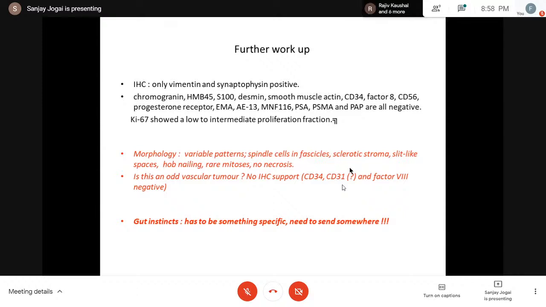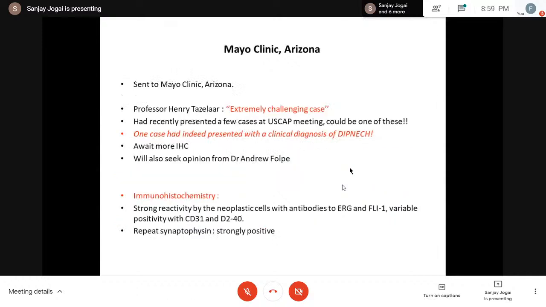I had met him at a previous meeting, and several years ago I had sent him a case, I thought, just on the off chance, what's the harm? And he does a bit of soft tissue pathology as well. Okay. So, within a few days, he writes an email. He says, extremely challenging case. And at a recent USCAP, he had presented a case like that. And one of those cases actually presented clinically as deep neck, which was my only saving grace, because everything else I had not got right.